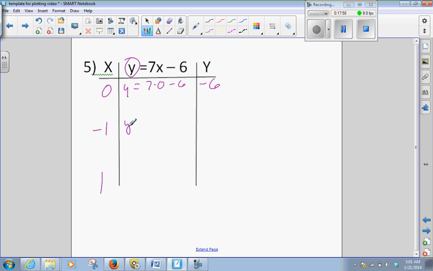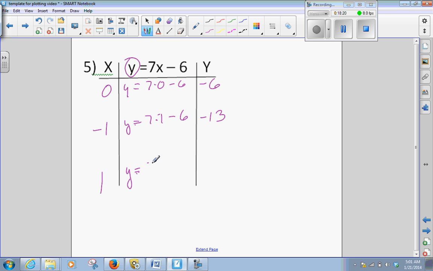Okay, so now we're going to do y equals 7 times 1. Or I'm sorry, 7 times negative 1. So I'm going to put a negative 1 in for x. 7 times negative 1 is, oops, I'm sorry, negative 7. Negative 7 minus 6 is negative 13.